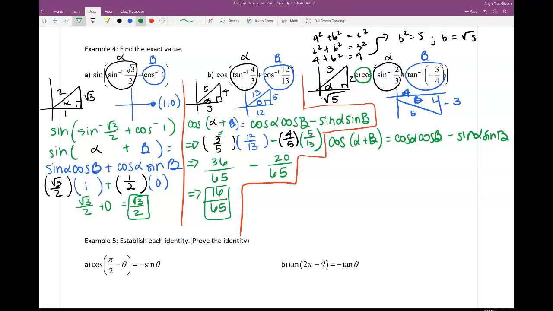All right, here we go. I'm going to see if I can plug it in, okay? Cosine of alpha, alpha is a left black triangle, so I'm going to use black ink here. Cosine is adjacent over hypotenuse. Beta is my blue triangle, and it's cosine of beta, so it's 4/5. And then take away sine of alpha. Again, alpha is a black triangle, so I'm going to use my black ink. So 2/3. And sine of beta. Beta is -3/5. So those are the ratios of the triangles.